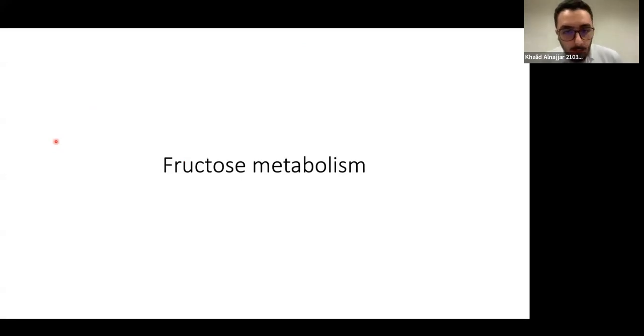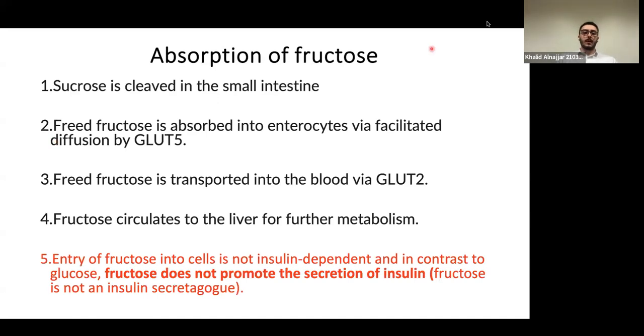Fructose is absorbed from the small intestines. You have mainly two transporters, and I'll explain what they are. So let me read. Dietary fructose is absorbed into enterocytes via facilitated diffusion by GLUT5. So what's GLUT5? What's enterocytes? I know you didn't take GI, so you don't know what enterocytes are.